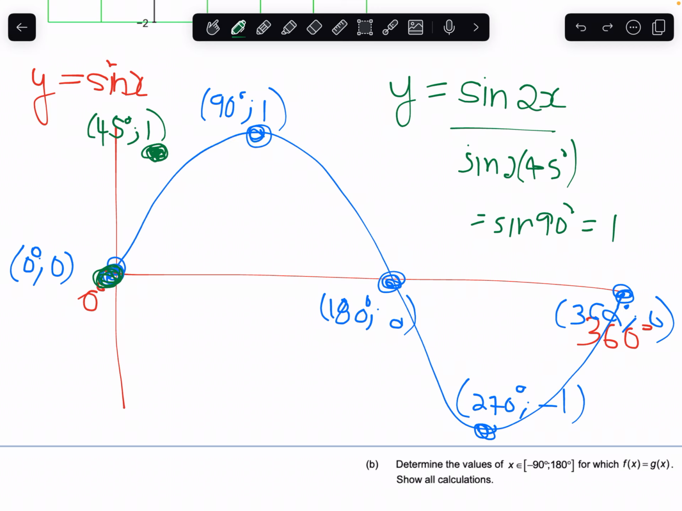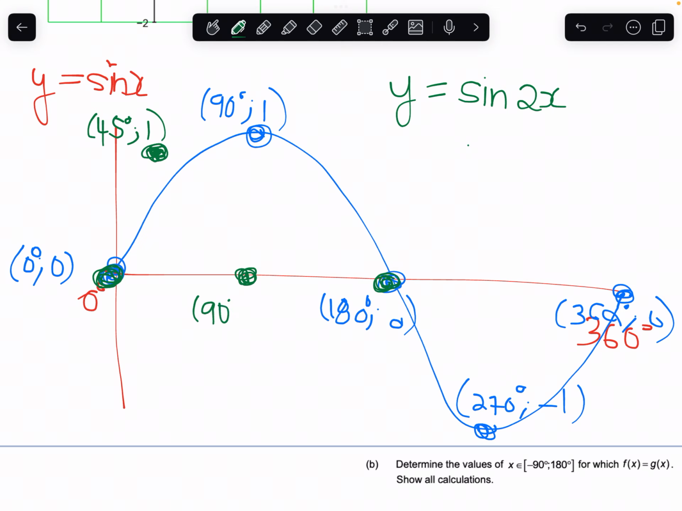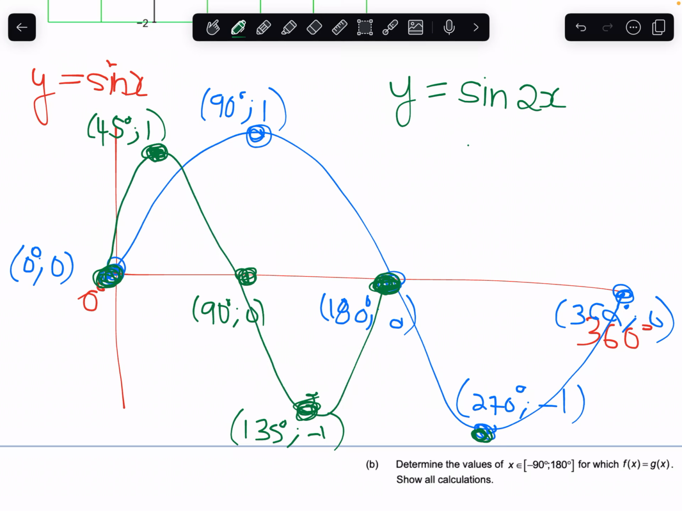And then you can guess what happens to this point. It also happens twice as early, so it is going to happen at 90 degrees. This point will happen at 135 degrees. 135 is half of 270. And then lastly, this point is going to come here, to 180 and 0. So then our graph looks like this, at least the one wave of it.